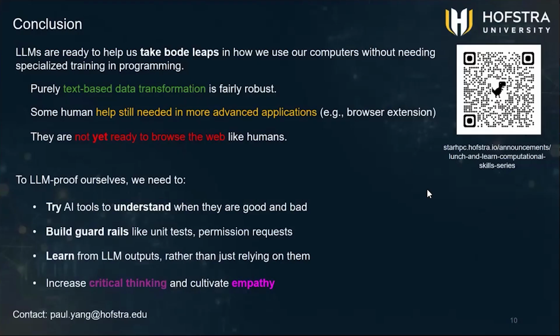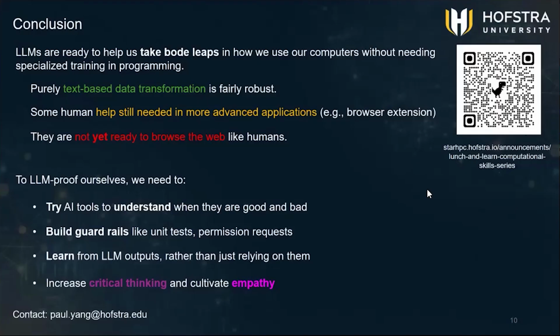The fact that LLMs are getting so much better also brings me to the topic of how do we make ourselves LLM-proof? How do we make our jobs not replaceable by AI? I think one of the key things is that we should start trying them. If we don't start trying them, we won't understand their strengths and weaknesses. If we use them enough, then we understand when they're good, when they're bad, and we can position ourselves to do the work that they're really, really bad at.